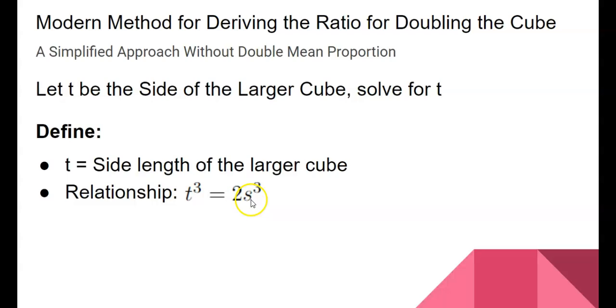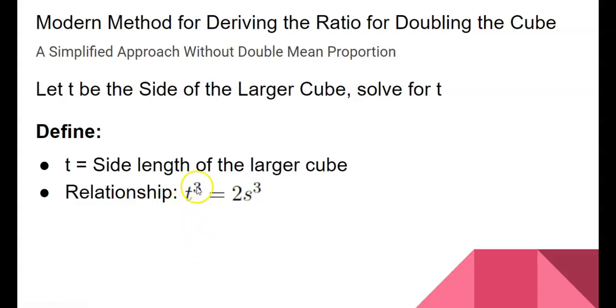We multiply the volume of the smaller cube by 2 because we're doubling the cube. And that would be equal to t cubed because t is the side length of the larger cube. Right, so let's explain further the equation. In finding the volume of the cube, we get the cube of the side length, right? So the side length is t, raised to the power of 3.